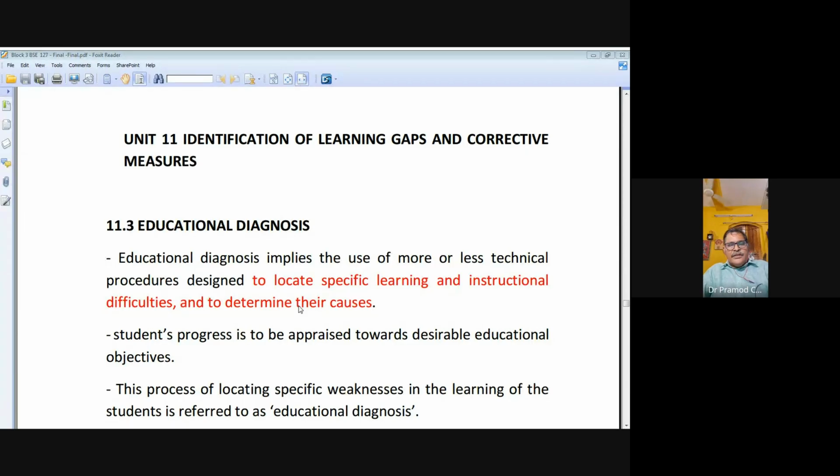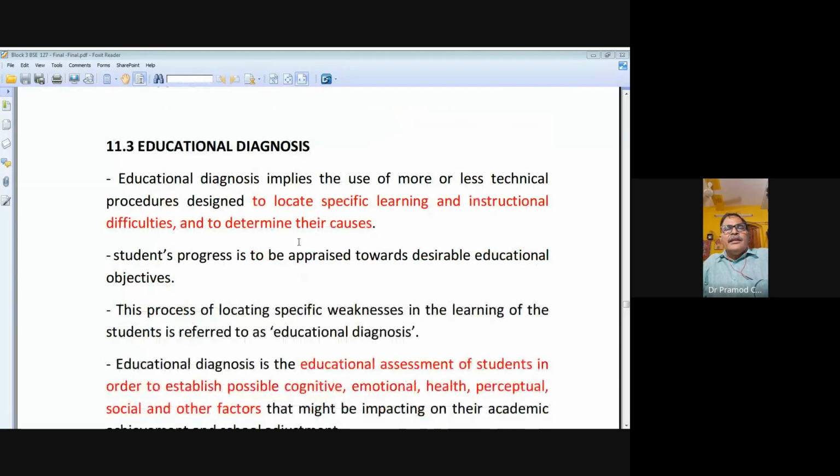Educational diagnosis. We are going to a technical point when we are expressing the students' progress, when we are trying our best to provide proper education, and when we are going to develop the methods of teaching, the desired educational objectives we are interested to achieve.